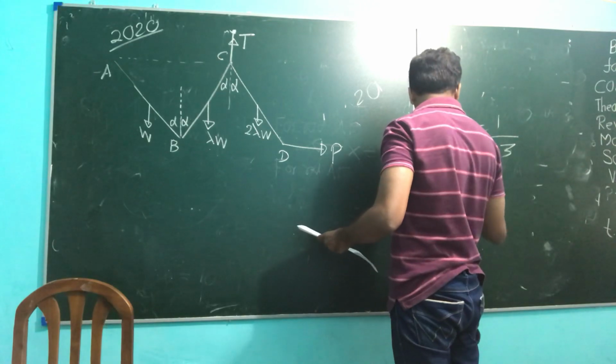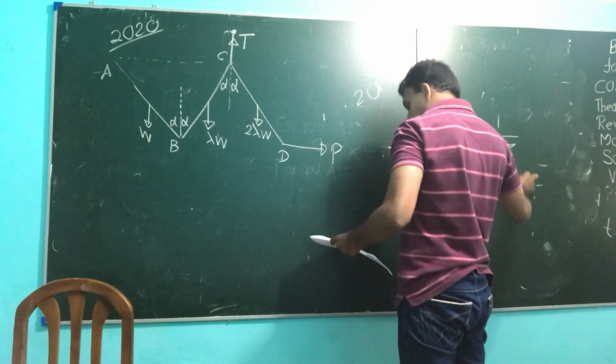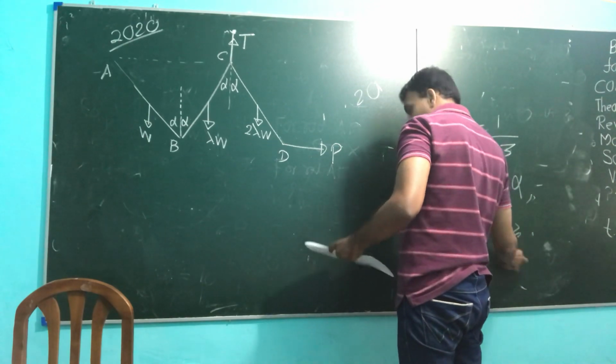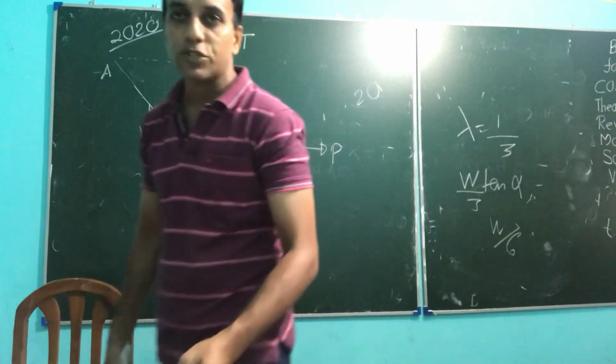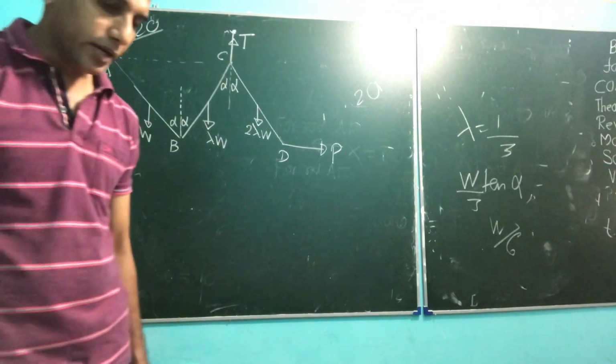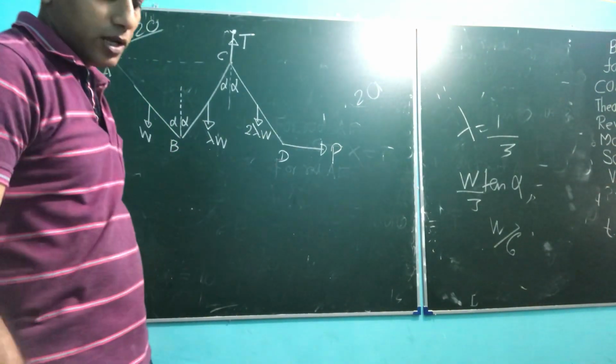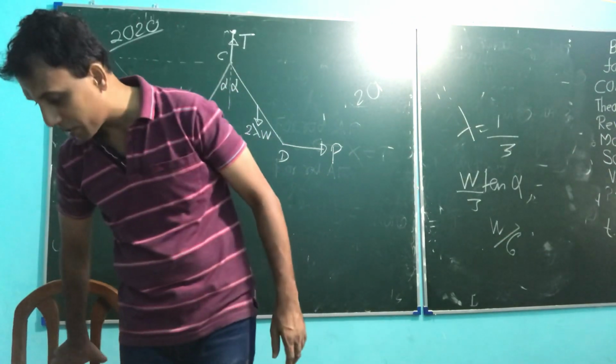W by 3 tan alpha, and W by 6. That's the question: W by 3 tan alpha and W by 6. Show these two components at B, right? Says the question, so let's start the work.